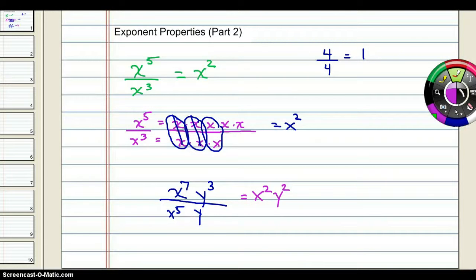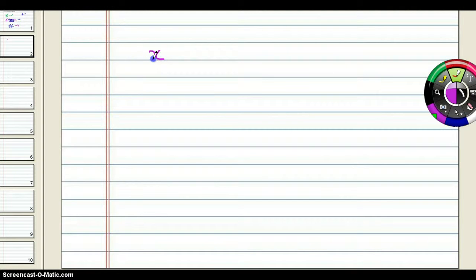Now sometimes it's the denominator that's stronger, or has more multiplications in it. And so sometimes you'll see something like x to the 5th, y to the 3rd, all divided by x to the 8th, y to the 7th. In this case, the denominator has more of the variables in it. So when I look at the parts, x to the 5th divided by x to the 8th, the x to the 8th is stronger. It has more x's.